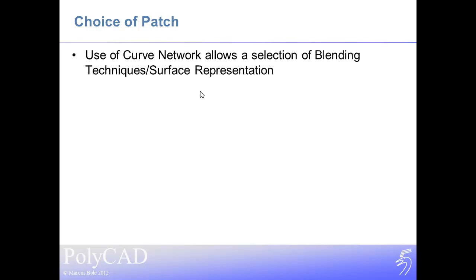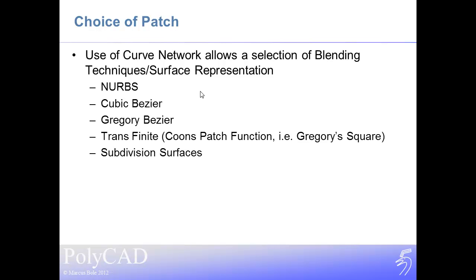So first, looking at our choice of patch, we have the ability to use any particular patch or surface that we might choose that fits the blending process. Pretty much we've got a number of choices available. We could use our standard NURBS, we could go back and be very simple using something like a cubic Bezier, but there are also more unique surfaces available, say for example the Gregory Bezier patch, which overcomes some of the twist problems that we'll see later.